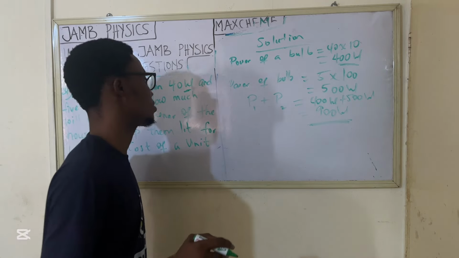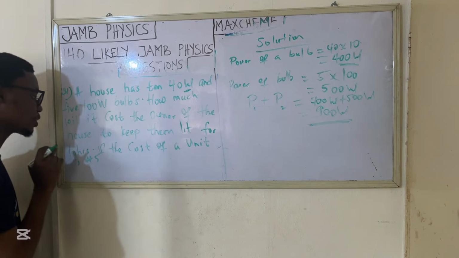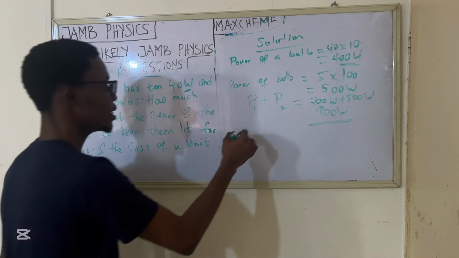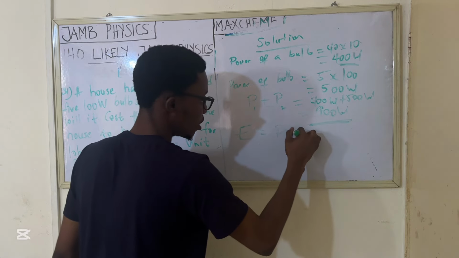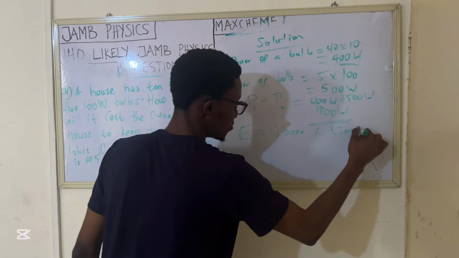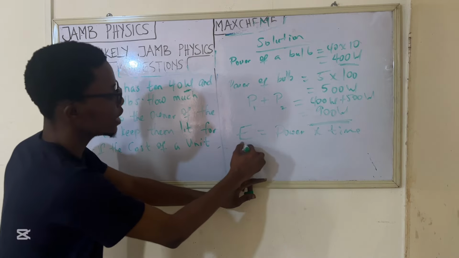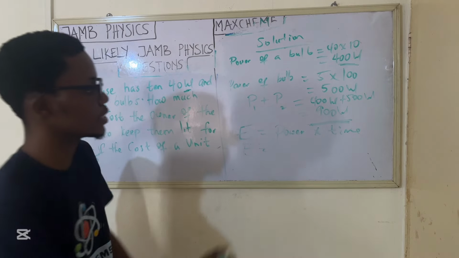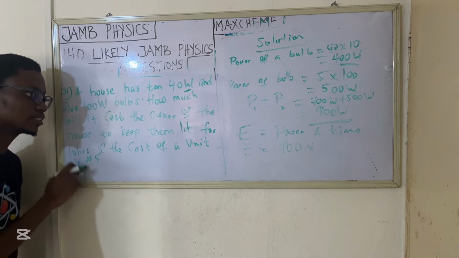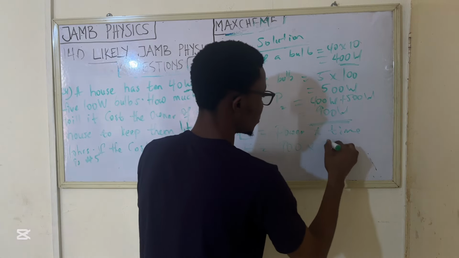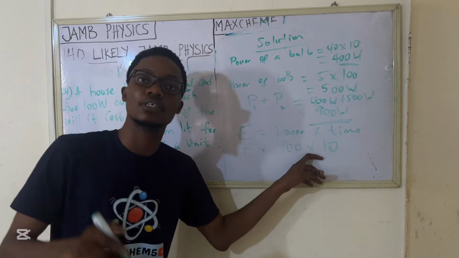Now, how much will this cost the owner of the house to keep them lit for 10 hours? Now, electrical energy is equals to power times time. Power multiplied by time. That is electrical energy. So now, electrical energy is equals to, now what's the power? The total power we have here is 900. Now, what's our time? We said 10 hours, right? So, multiply by 10.